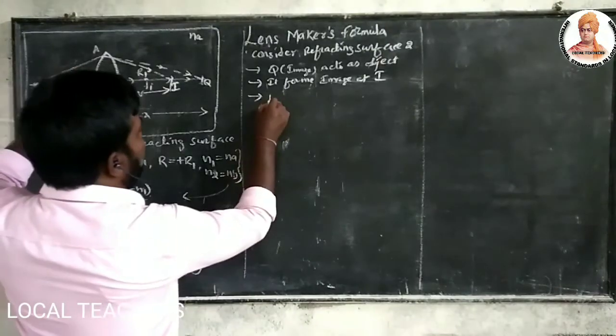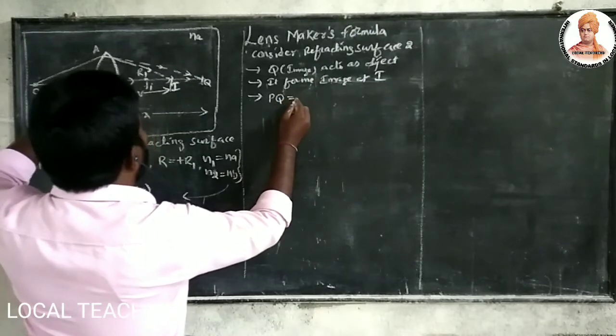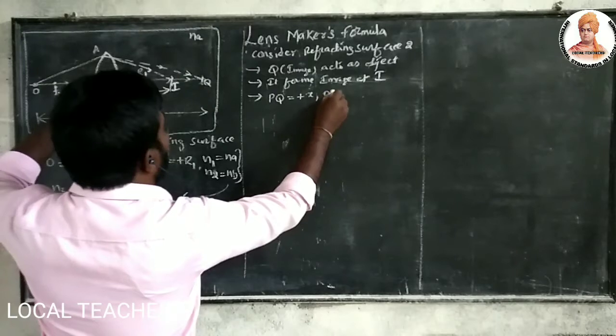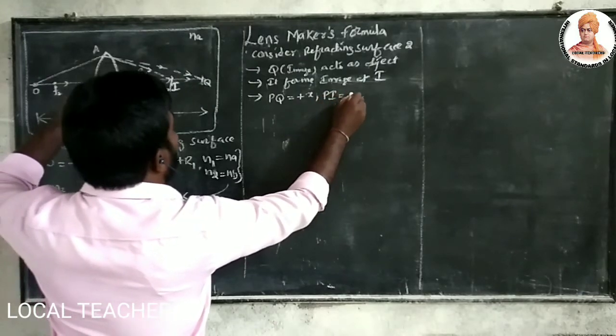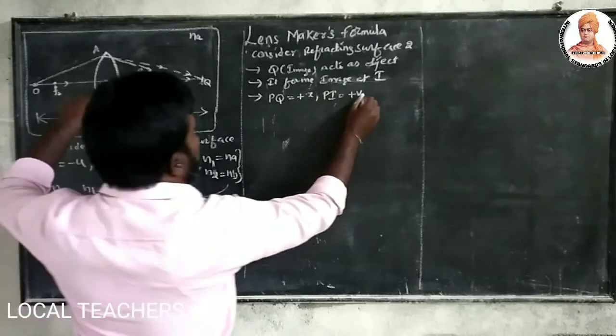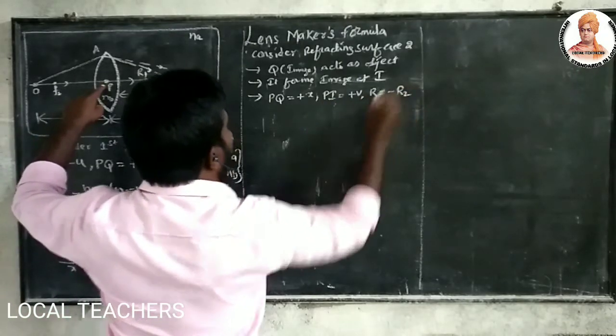Write the distances: PQ is nothing but the object distance, so that is plus x. Next PI is the image distance, plus v. Next, the radius of curvature R equals minus R2.